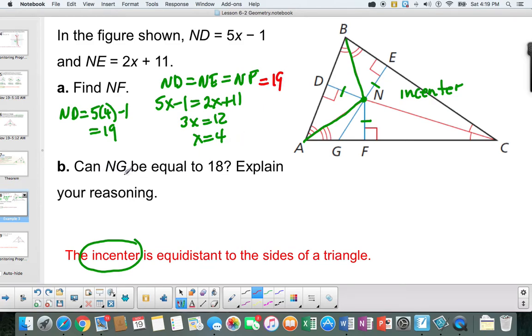Can NG be equal to 18? Remember, we just figured out that this was 19. So can this length right here, that's what they're asking us, can that be 18? And the answer is no. This is the shortest distance. This distance will be longer. You can even see it looks like a hypotenuse of a right triangle.